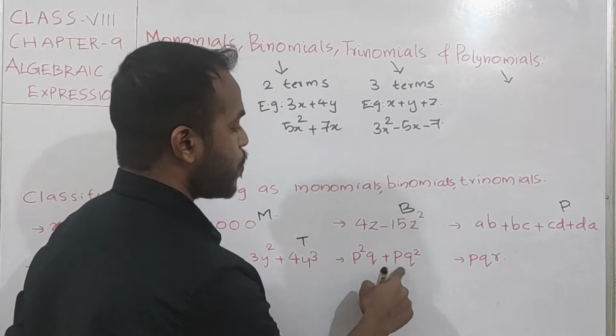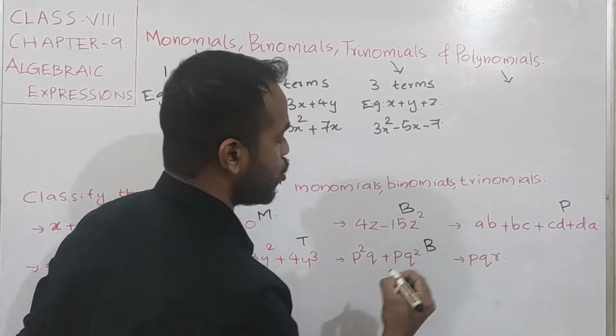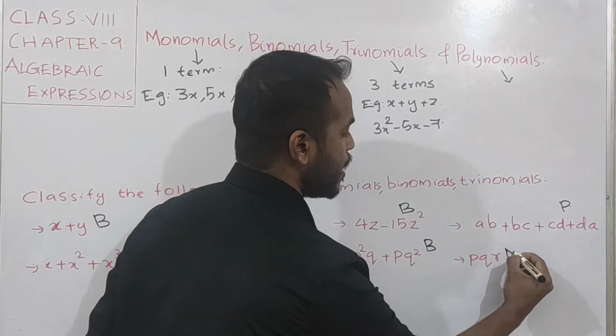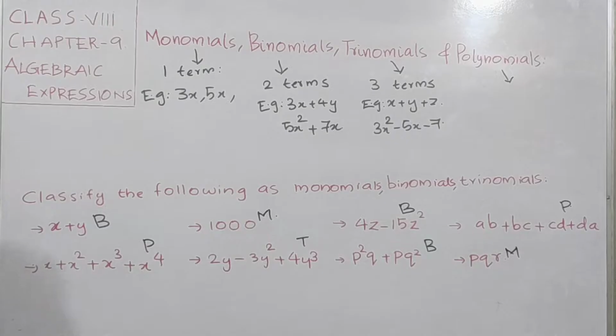Then p square q plus pq square. How many terms? Two terms, so binomial. Then pqr, only one term, so we will classify them as monomial. So this is the idea. I hope you understood this one.